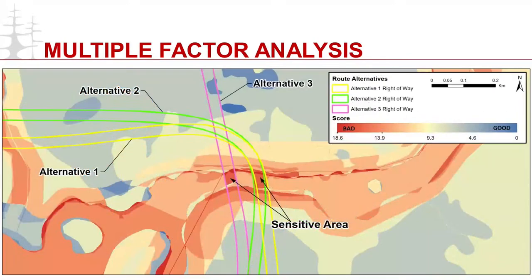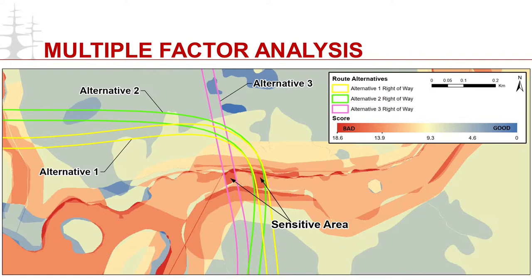So if we can move to the next slide, we'll do a little bit of a zoom in here. And this will help explain things a little bit better. You can see the three alternatives in the purplish color and the green and the yellow. And you see we've highlighted the darker areas where the scores are higher. These would be sensitive areas for different reasons. In this particular case, it's probably because there might be a sensitive wetland area or maybe it's of cultural significance. But it's considered not an ideal area for the road corridor to be.